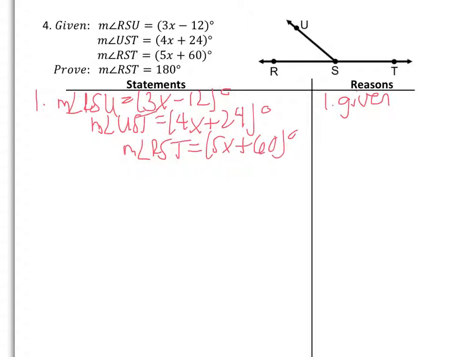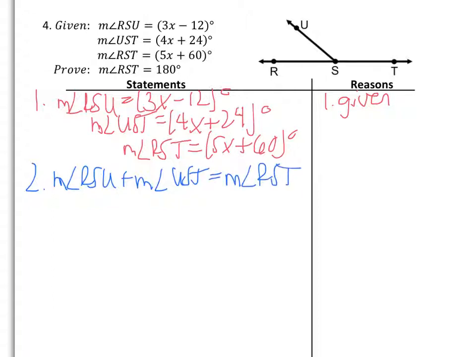All right. Second step, angle addition post, like we've done in all the other proofs. So we take the left angle, measure of angle RSU, plus the right angle, measure of angle UST, equals the measure of angle for the whole thing. Once again, if you have these two switched around, that is okay.